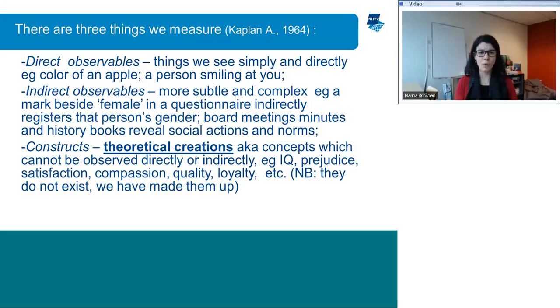And the most interesting of all in our situation are the constructs. So those theoretical creations, those concepts that we are talking about, which we cannot observe directly or indirectly, because once again, they do not exist. As I mentioned already, the examples of prejudice, satisfaction, compassion, quality, loyalty, they do not exist in the sense that the color of our eyes or our gender exists and we can observe it, because those are all concepts that we have made up in order to make sense out of things.